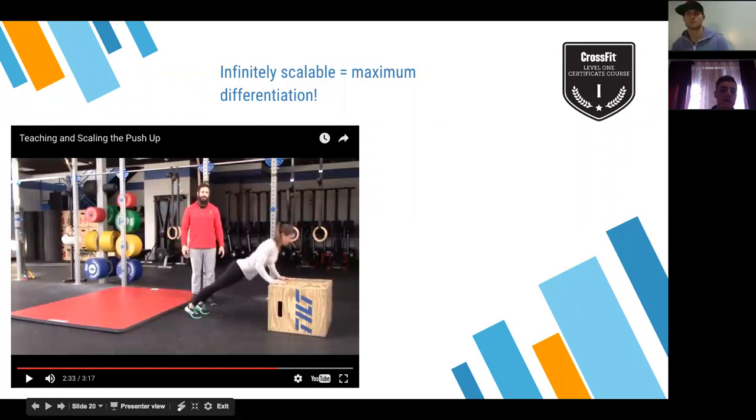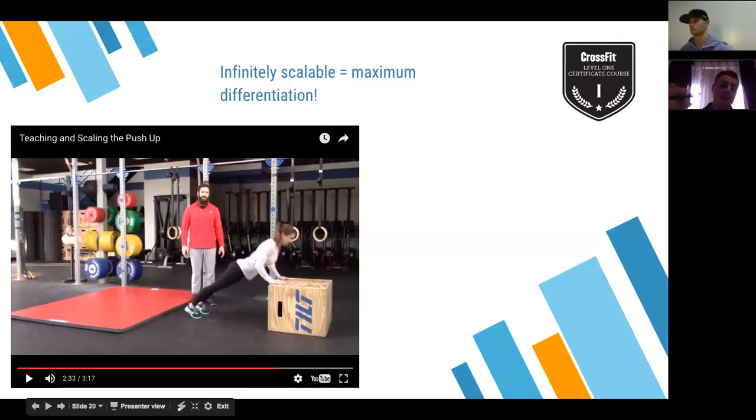So for me, that is a really good example of how you can scale a push-up. My only issue with that video is the fact that they have a female doing the push-up, and it's always labeled that a female is going to be the one who needs to do a push-up from their knees. It's a bit of a stereotype, which is not one that I believe in.